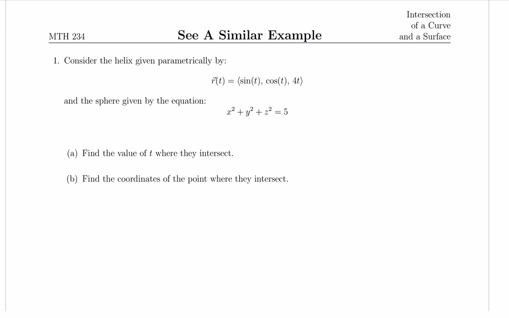In part A, we find the value of t from the vector function where they intersect, and then in part B we're supposed to find the actual coordinates of the point where that intersection is. So okay, first let's do part A.